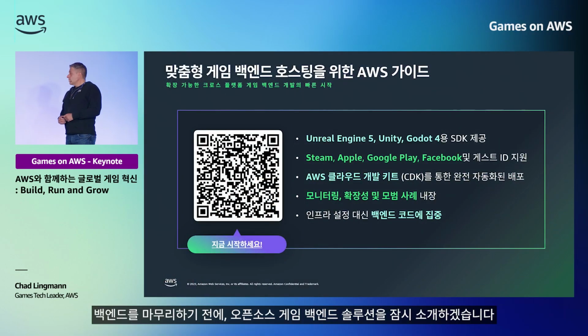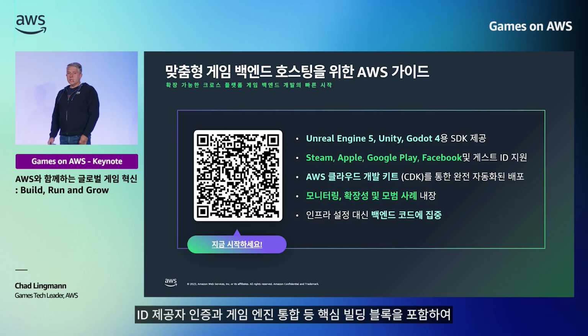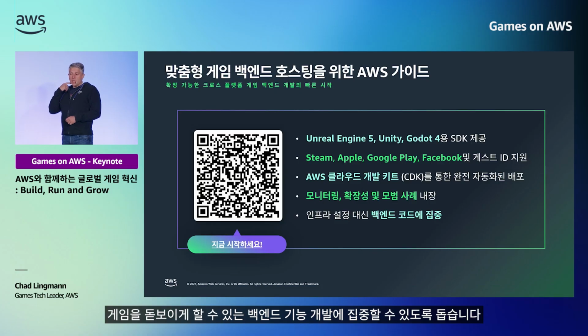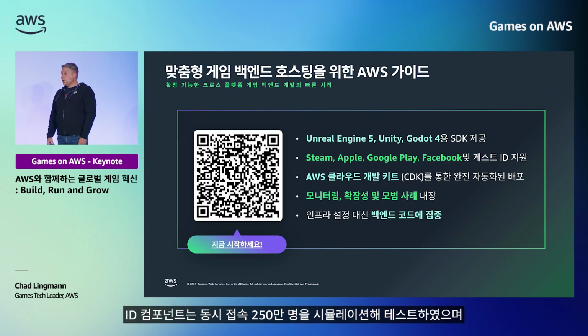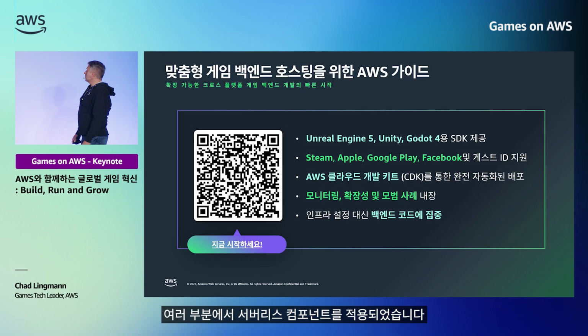Before moving on from backends, I want to share with you our open source game backend solution. The solution is built with customization in mind. It covers the key building blocks, an identity provider for authentication, and game engine integration, which allows you to focus on developing the back-end features that really make your game stand out and unique. The identity component has been tested with simulated 2.5 million concurrent users, and the whole solution utilizes managed and in many places serverless components.